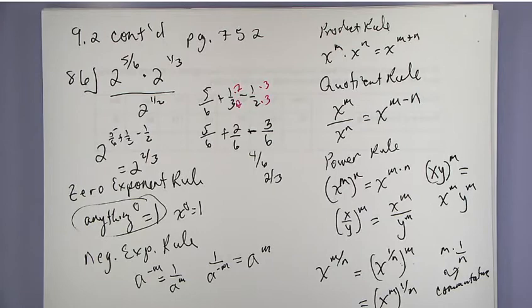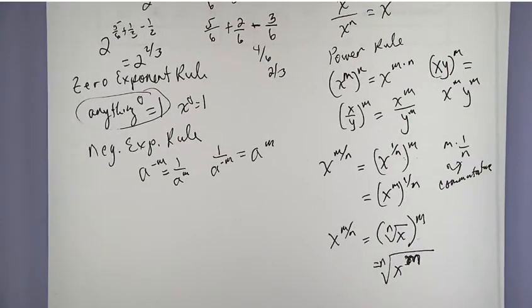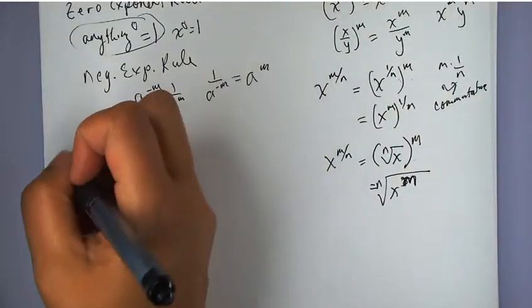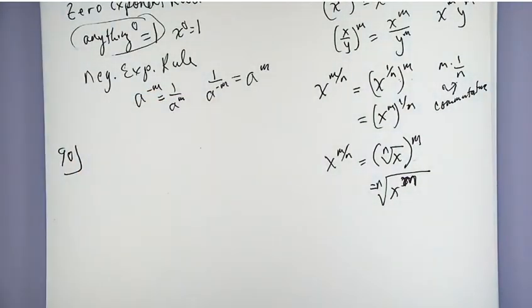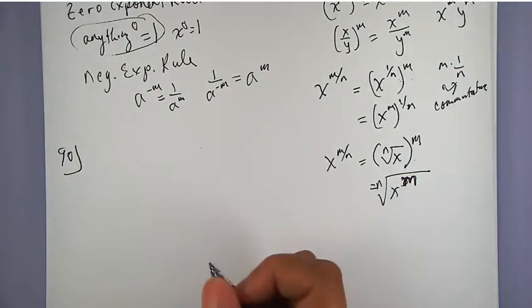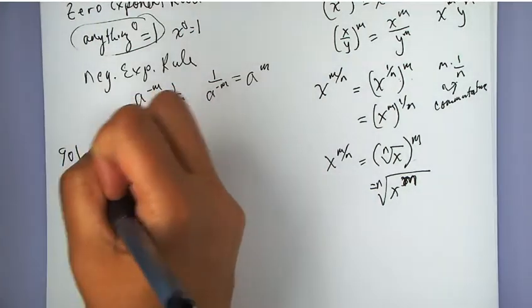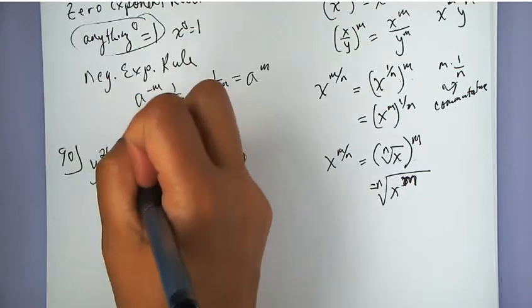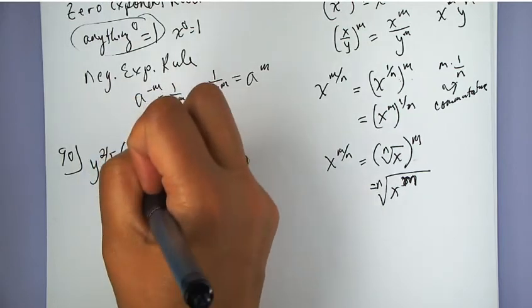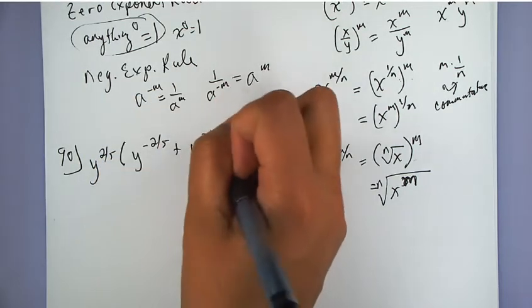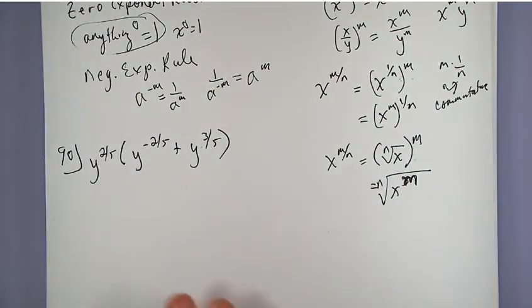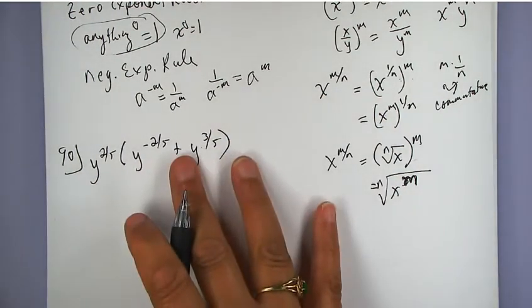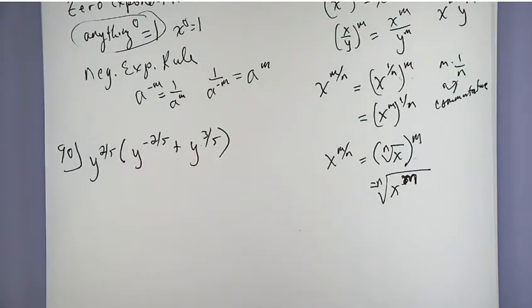And so we can get back into the swing of this, let's try another problem. Let's do number 90. Number 90. What does 90 say? Well, 90 says y to the 2/5 times y to the negative 2/5 plus y to the 3/5. So here we have something on the outside multiplied by a binomial on the inside. Well, really just multiplied by a two-term expression. We should be able to distribute. Do we agree? So I'm going to be distributing both of these here. And remember, you got to multiply both, not just one.